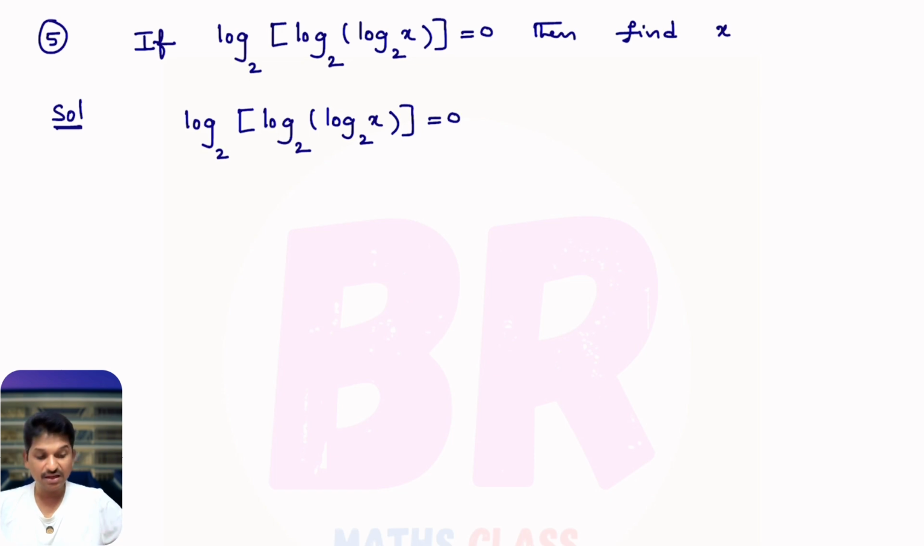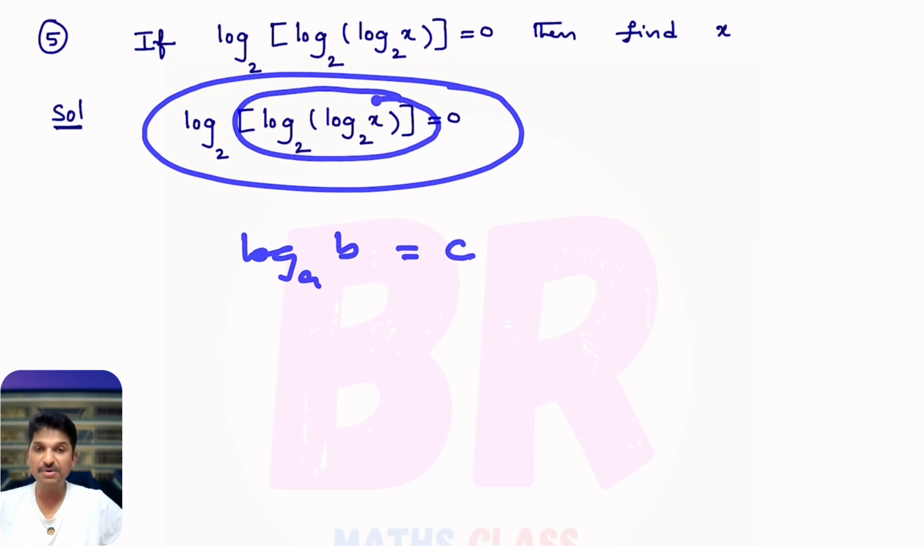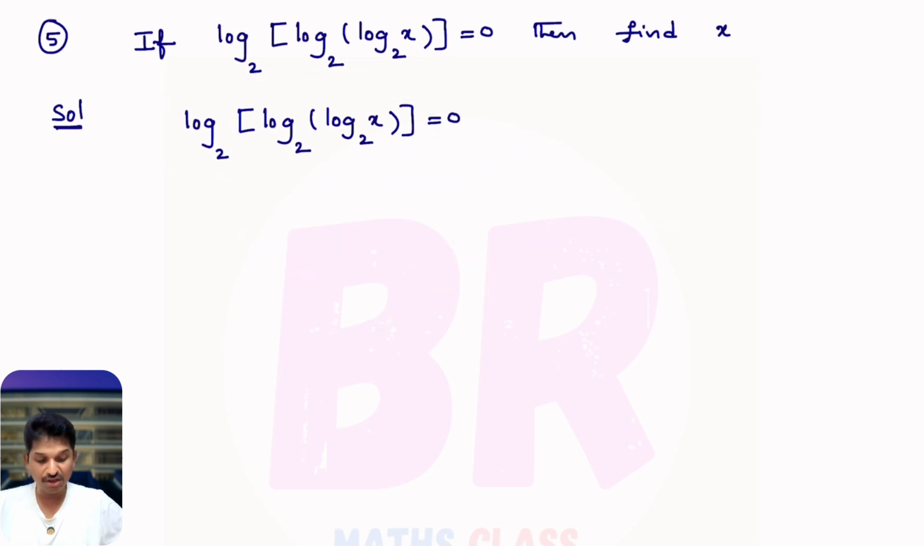First, I take the given equation. Okay, this is like log b base a equal to c. From the definition of logarithm, what can I write? I can write a power c equal to b. So I can write this in exponent form here, 2 power 0 equal to this expression. This idea you must get. Okay, so log of log x base 2 equal to 2 power 0, right? 2 power 0 value is 1. Okay, this is nothing but 1.